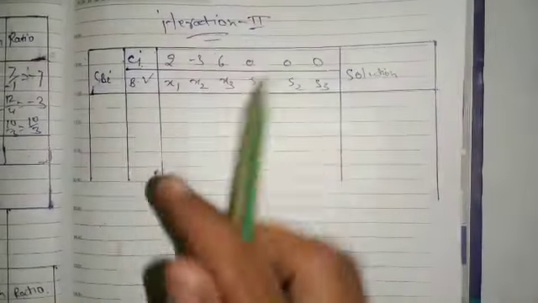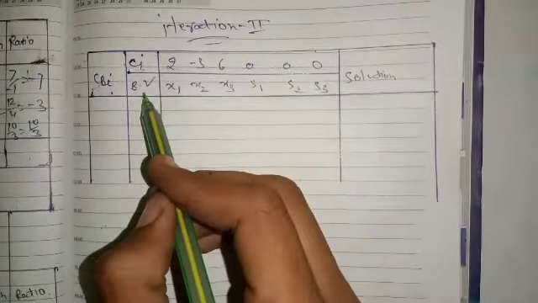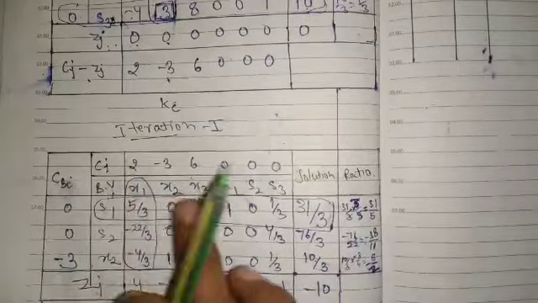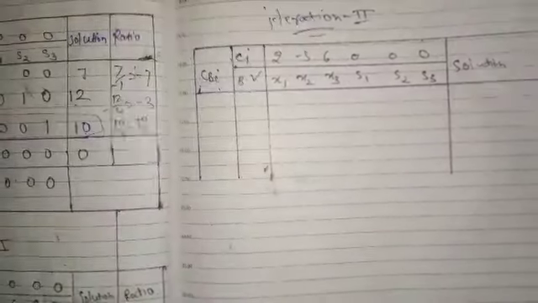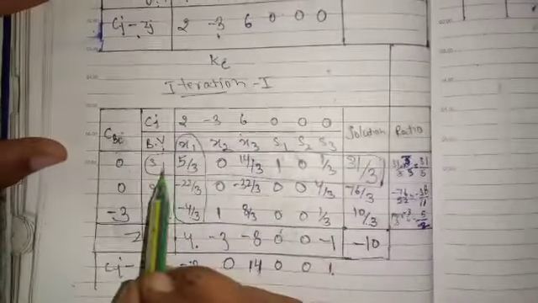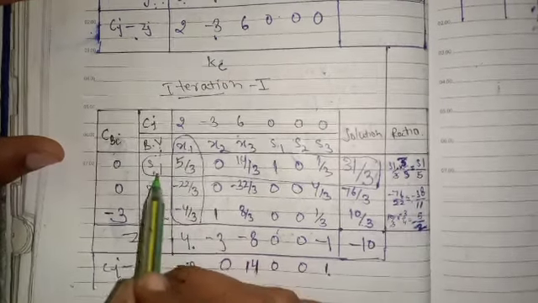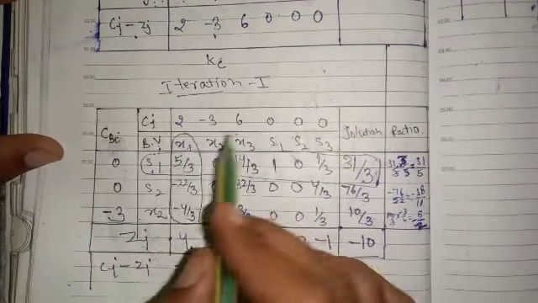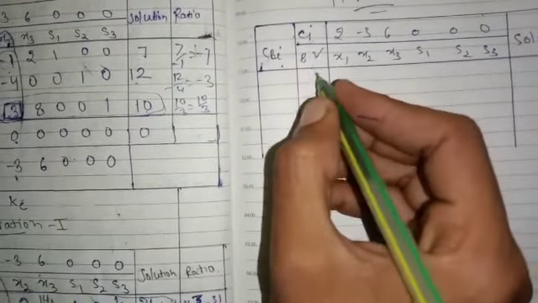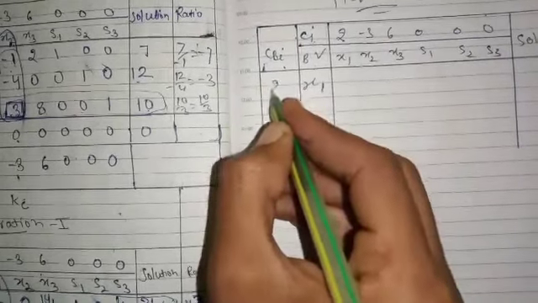So now look at the iteration second table: CBI, Cj, basic variable and solution. The Cj and basic variable values will be the same as in the first iteration. Cj values and basic variables will always be the same. Now in this iteration, S1 is the leaving variable and X1 is the entering variable. So S1 is replaced by X1, and the X1 value is 2.